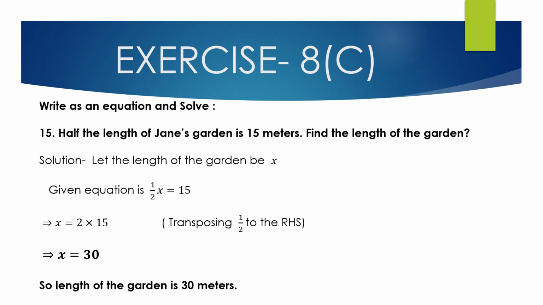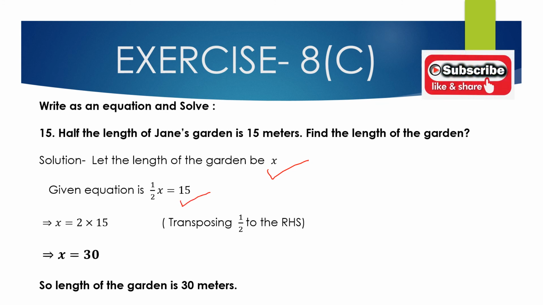Now we solve question number 15. Question number 15 is: half the length of Jane's garden is 15 meters. Find the length of the garden. Suppose the length of the garden is x meters and the given equation is half the length. Half will be represented with 1 divided by 2. So the equation will be 1 divided by 2, x is equal to 15 meters.